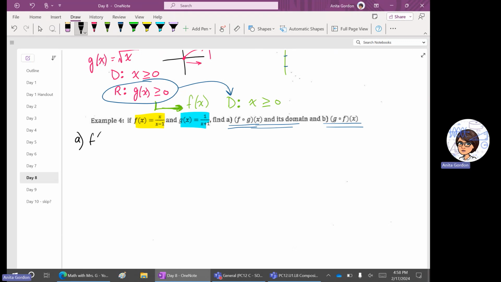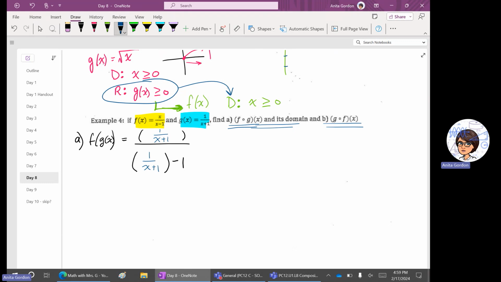Okay, f of g of x. This means I'm going to have a numerator with something in it, because there's an x on top. I'm going to have a denominator with something in it, minus 1. And the something, the x bits, are the g of x function. So I'm putting 1 over x plus 1 here, 1 over x plus 1 here. And this is where it's going to get a bit messy.